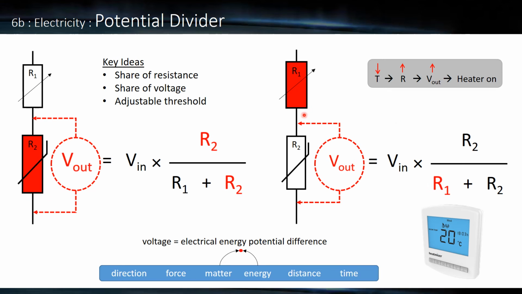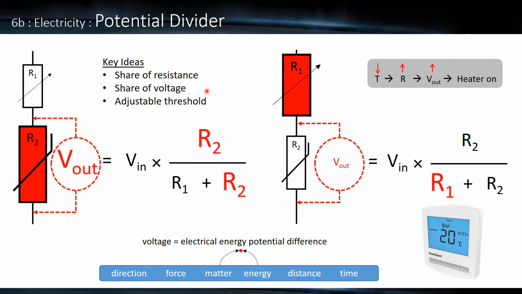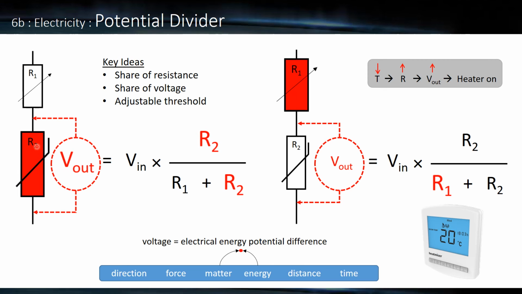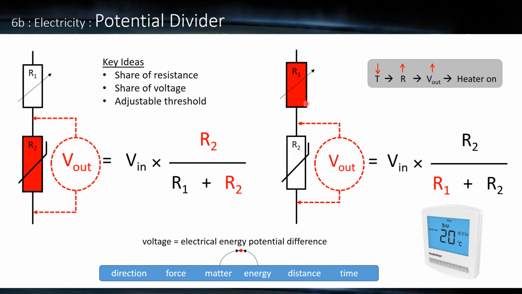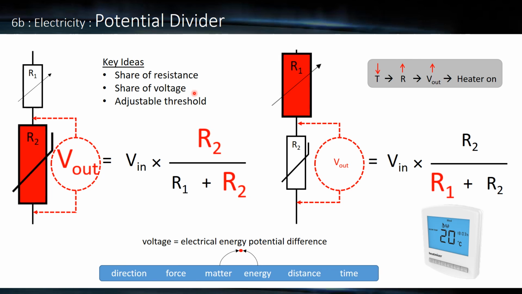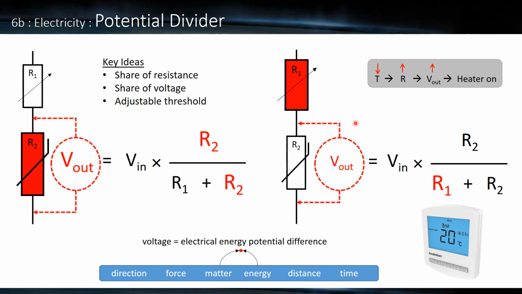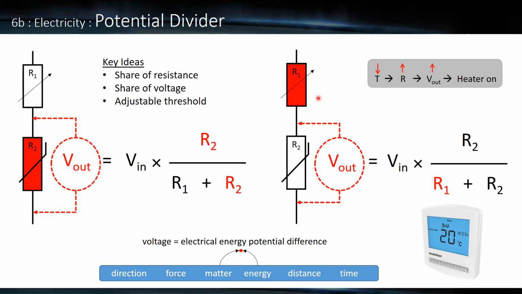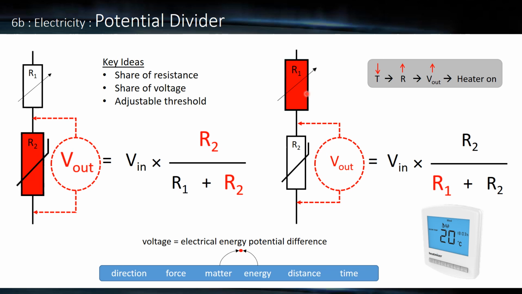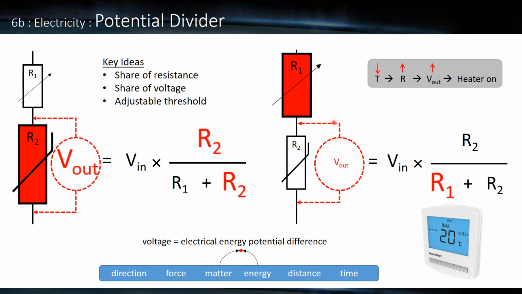Do try and take it in, do watch this video a few times, but as I say, the key ideas are share of resistance, which can change in two ways. Either you change, or something else in series with you changes. That changes your share of resistance. That changes the share of voltage, and that can have some kind of consequence. Switch on a fan, a heater, whatever. And adjustable threshold, this variable resistor can adjust the trigger point at which that happens.